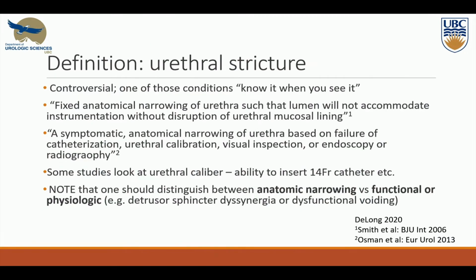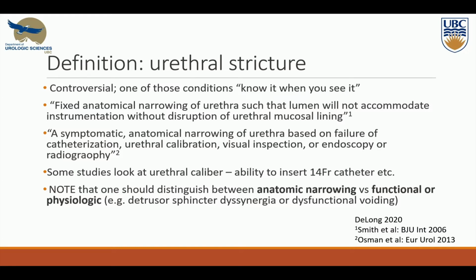So again, this definition of urethral stricture is controversial. It's probably one of those conditions where you kind of know it when you see it. A lot of groups define it as the ability to have instrumentation. So the stricture disease, they define as a fixed anatomical narrowing of the urethra, such that the lumen does not really accommodate instrumentation without disrupting the urethral mucosal lining.